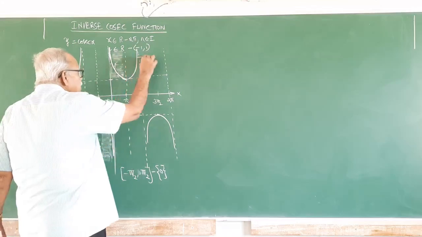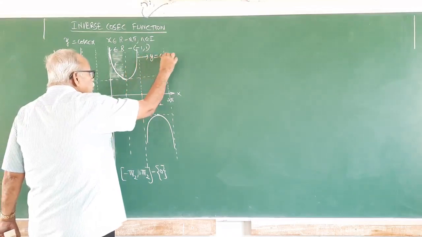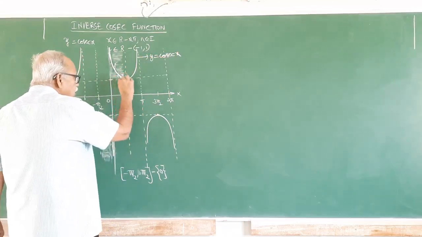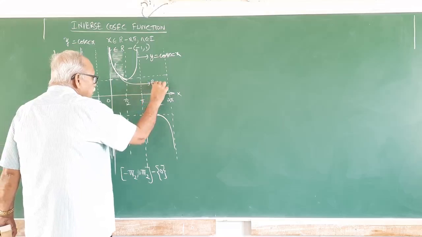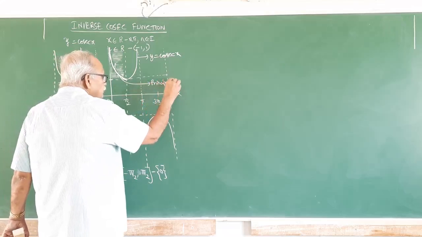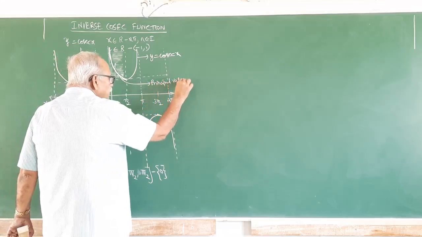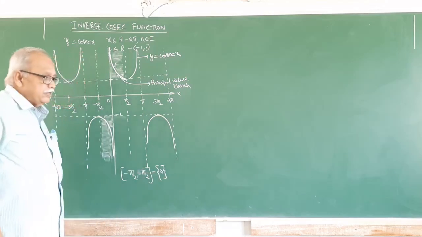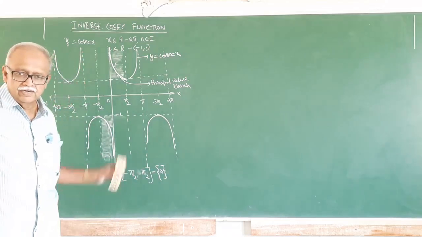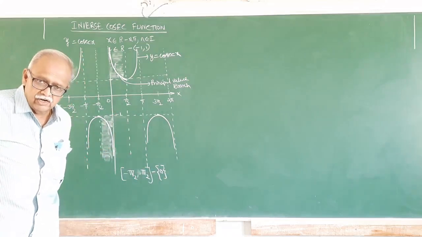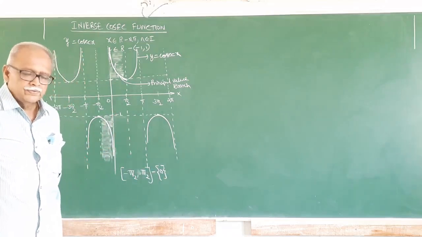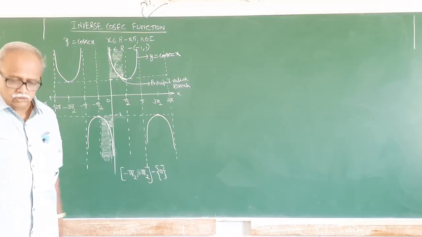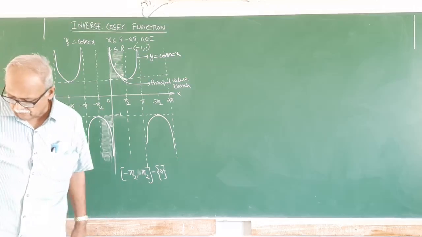And you can write this as y is equal to cosecant x. This is called the principal value branch. You understand how we have to? The first year also we have drawn this graph. Now also we are doing it for cosecant x. Now we will go to cosecant inverse of x.